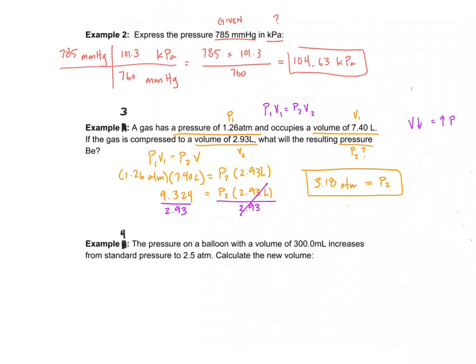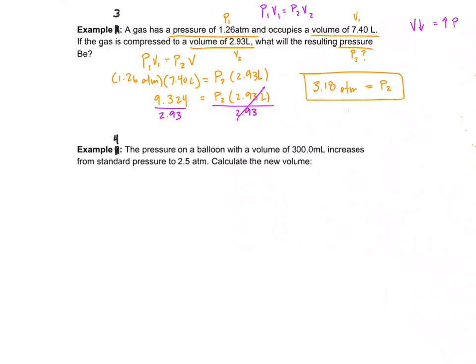Let's look at our last example here. Example 4 says, if the pressure on a balloon with a volume of 300 milliliters increases from standard pressure to 2.5 atmospheres, calculate the new volume. So let's see. It says the pressure on a balloon with a volume of 300 milliliters. So it's telling you what the volume is. This is the original volume. We'll call this V1. It's increased from standard pressure. So what is standard pressure? Well, standard pressure is 1 atmosphere. So this is the original pressure.